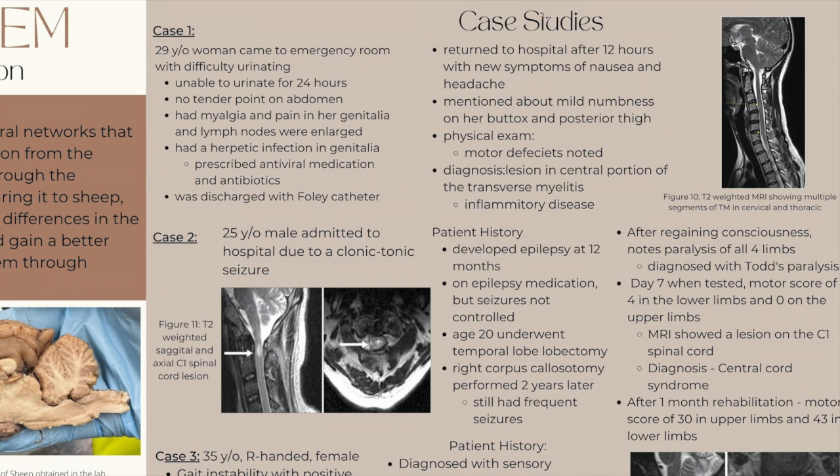After regaining consciousness, he was noted to have paralysis of all 4 limbs, and they diagnosed him with Todd's paralysis. When they tested him again, his motor score was 4 in his lower limbs and 0 in his upper limbs, and an MRI showed a lesion in the C1 spinal cord, and the diagnosis was central cord syndrome, as you can see in figure 11. You can see a C1 spinal cord lesion, and this is a T2 weighted MRI. After 1 month of rehabilitation, motor score went up to 30 in the upper limbs and 43 in the lower.